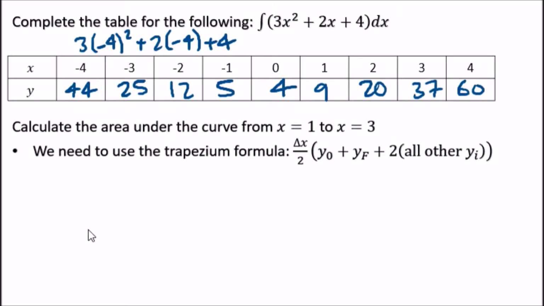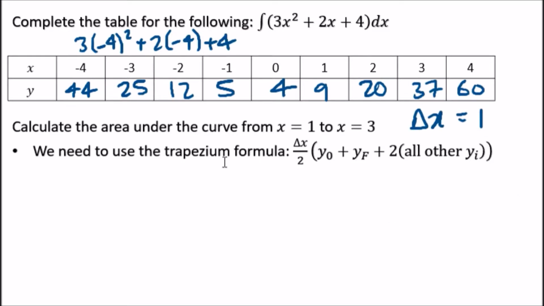Alright, so here comes the main point of this question. Here we need to calculate the area under the curve from x equals 1 to x equals 3. And to do this, we just need to use a simple formula, which is known as the Trapezium Formula. That is delta x over 2. Delta x means the change in x. So what is happening between each x value? Well, it's going up in ones.